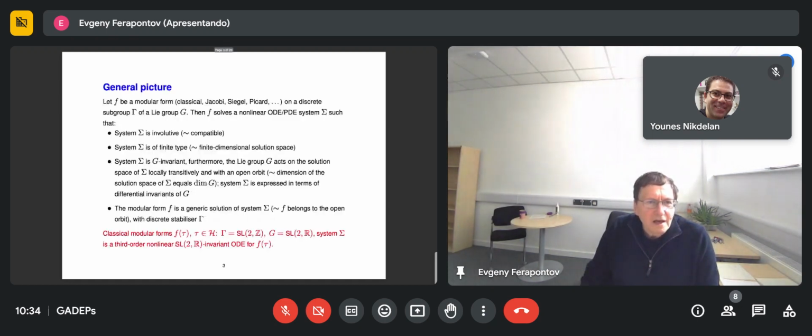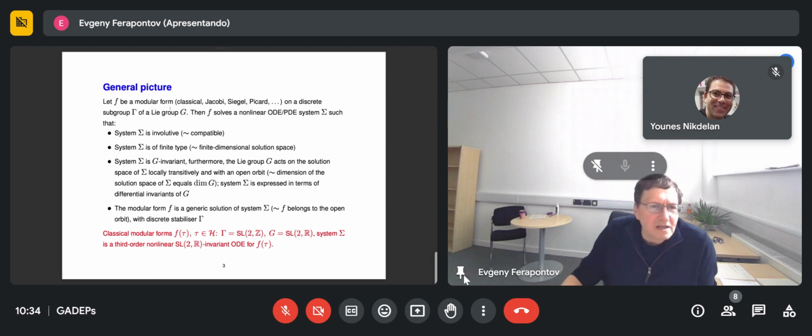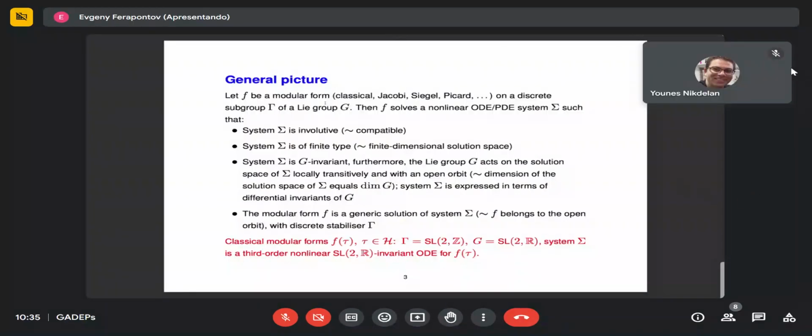Okay. Let's start with a general picture. Suppose that F is a modular form of some kind. It could be a classical modular form on SL2Z, or it can be a Jacobi form or Siegel modular form, Picard modular form. So it can be a modular form of several variables, and so on. Suppose that this is a modular form on some discrete subgroup gamma of a Lie group capital G. So we have a Lie group and the lattice as a discrete subgroup inside this Lie group.